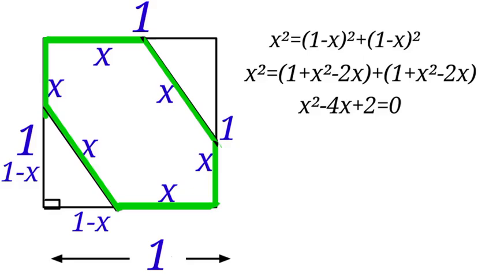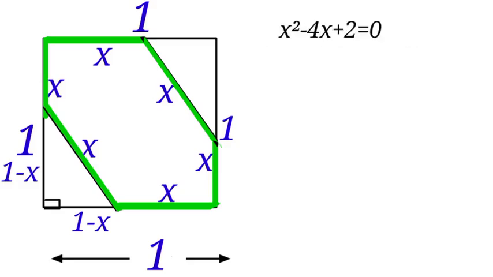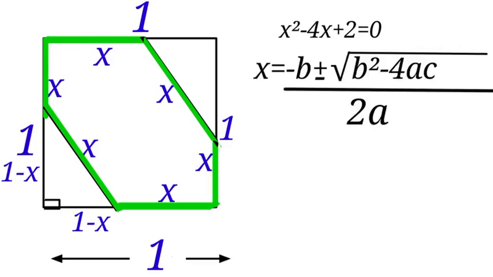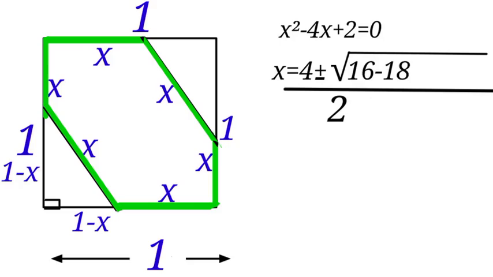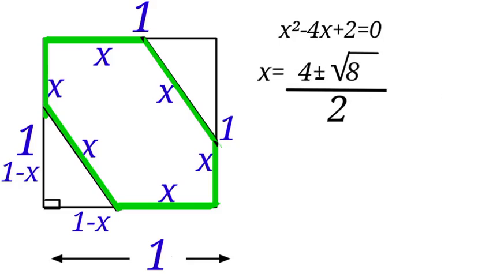So we have a quadratic equation here, and we are going to use the quadratic formula to solve. The quadratic formula is x equals minus b plus or minus the square root of b squared minus 4ac, all over 2a. Here, a is 1, the number in front of x squared, b is minus 4, and c is 2. Now, let us substitute the values into our quadratic formula. So we are going to have this, and when we simplify, our answer is x equals 4 plus or minus root 8 all over 2.